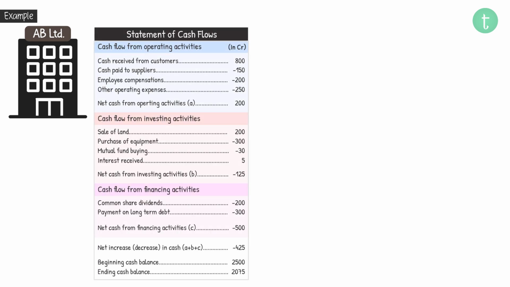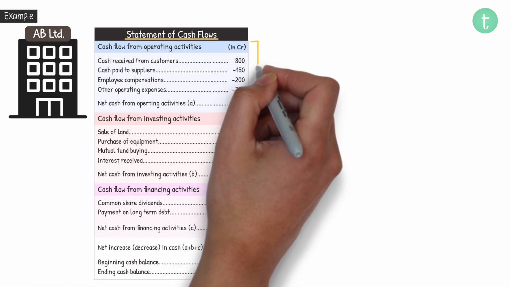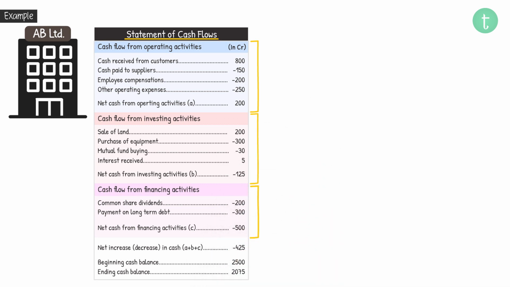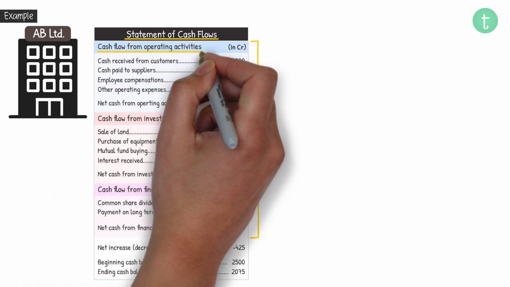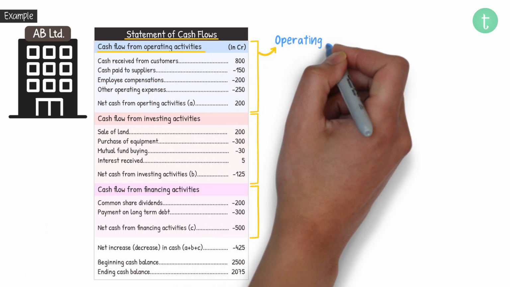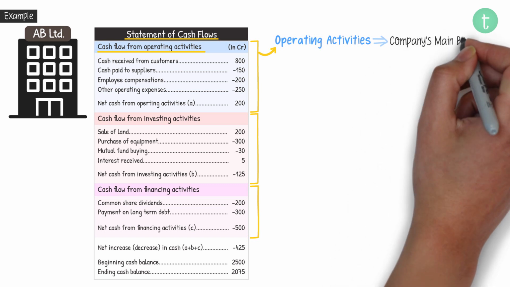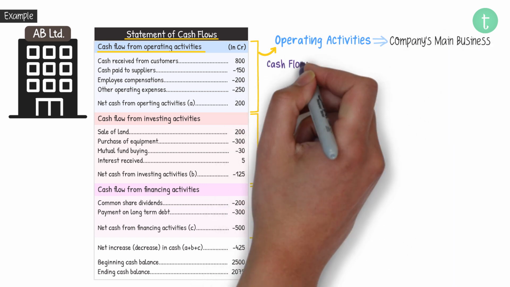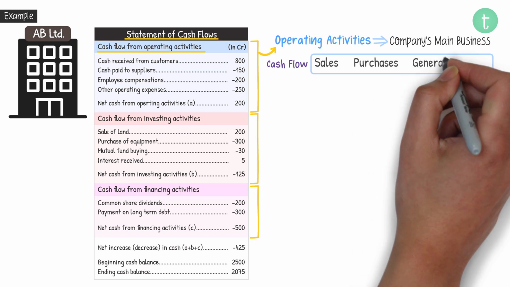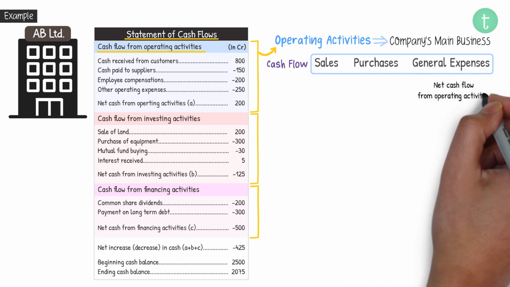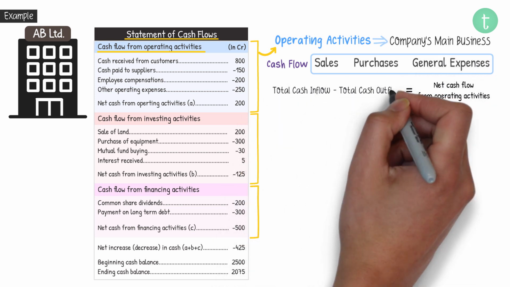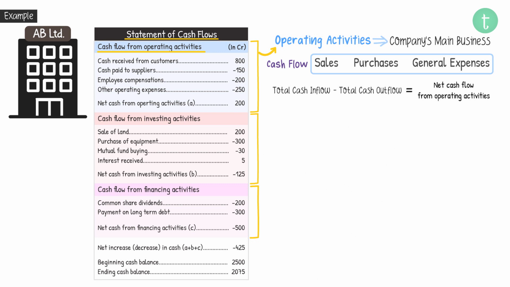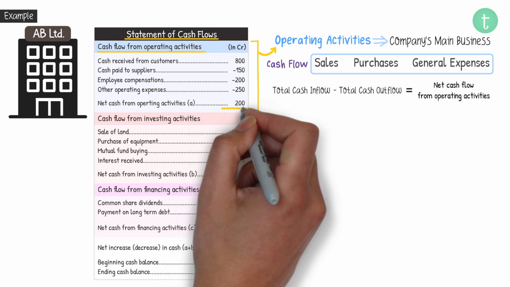The cash flow statement is also known as the statement of cash flows. Here, AB Limited's cash flow statement is divided into three parts, and we will understand each part one by one. The first part is cash flow from operating activities. Operating activities refer to the activities directly related to the company's main business. It includes cash flows from sales, purchases, and general expenses. The net cash flow from operating activities is calculated by subtracting the total cash outflow from the total cash inflow. In the case of AB Limited, the net cash flow from operating activities is 200 crore rupees.